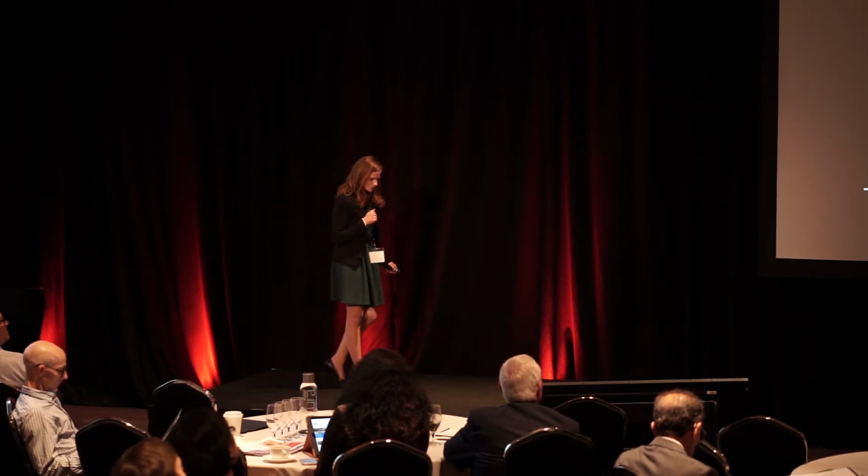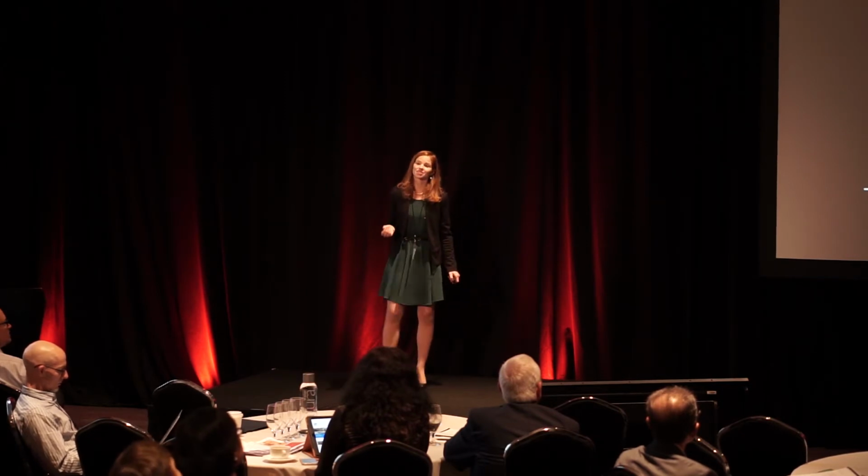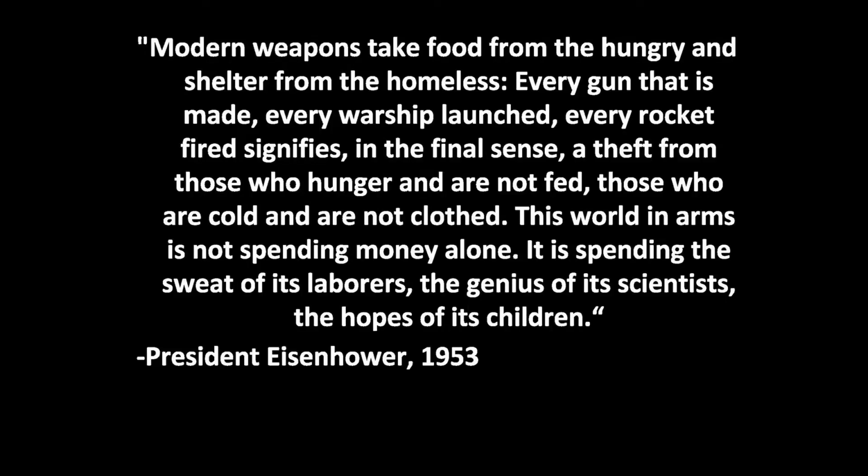So I wanted to share with you this quote by President Eisenhower, and it's from 1953. And I'm pretty confident that an economist must have written this quote, because it's basically opportunity cost in a nutshell. So modern weapons take food from the hungry and shelter from the homeless. Every gun that is made, every warship launched, every rocket fired signifies, in the final sense, a theft from those who hunger and are not fed, those who are cold and are not clothed. This world in arms is not spending money alone. It is spending the sweat of its laborers, the genius of its scientists, and the hopes of its children. Opportunity cost, right? It's not just about the money we're spending. It's about the resources that are not able to then produce something else.